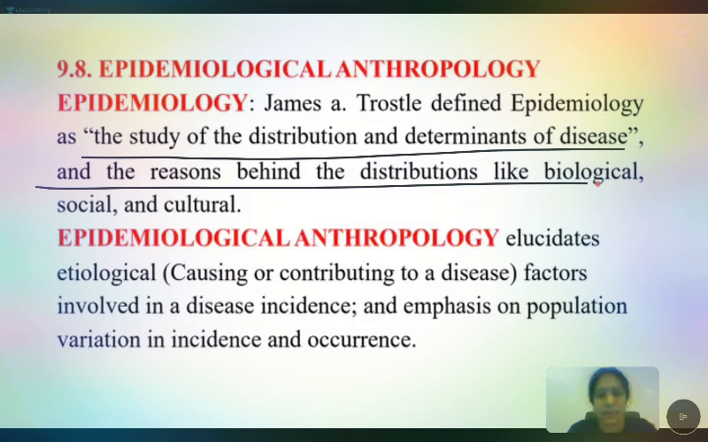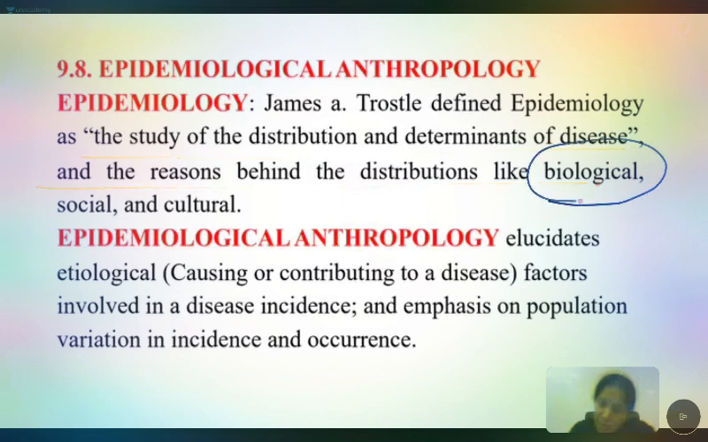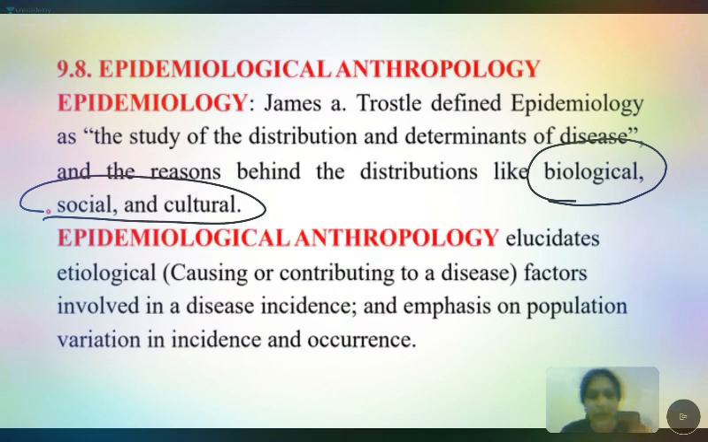For example, why are X-linked dominant diseases more common among females? That is because of biological reasons. And for example, why is vitamin D deficiency more common among females? That is social and cultural, because culturally men go out. Why are occupational diseases more common among the males? Social and cultural. So what could be the reason behind such a distribution pattern? How the diseases are distributed and why the diseases are distributed like that? When you question yourself why the diseases are distributed like that, you will get 3 types of reasons: biological, social or cultural. So this is how we can define epidemiological anthropology.